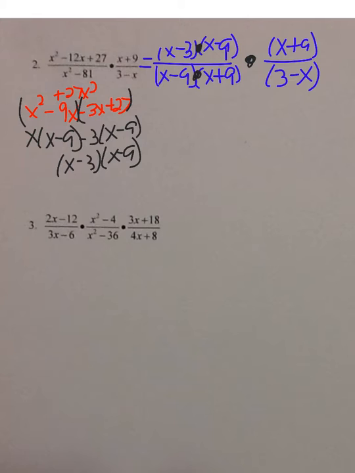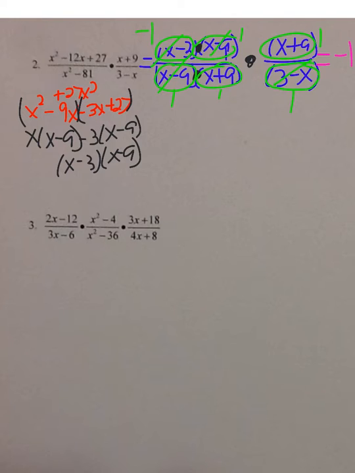So now let's start reducing. I have x minus 3. I'm looking for another x minus 3. I don't see an x minus 3, but I see 3 minus x. They are opposites, so they reduce to negative 1. X minus 9 and x minus 9 reduce to 1 and 1. X plus 9 and x plus 9 reduce to 1 and 1. So my answer, what's left in the numerator, is just negative 1.